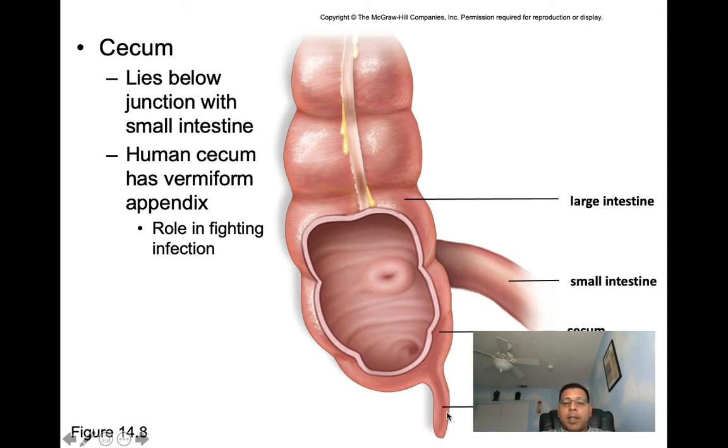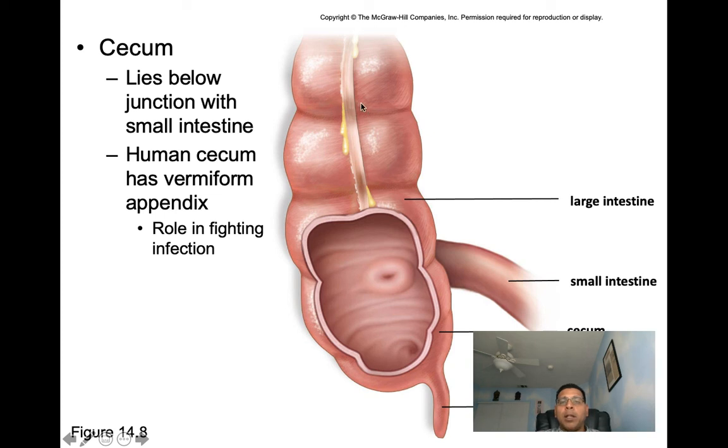And now if this appendix gets obstructed, right? It gets obstructed by fecal lith usually, and this can lead to its inflammation. So the next segment here, the next division you can say of the large intestine, is going to be the ascending colon.